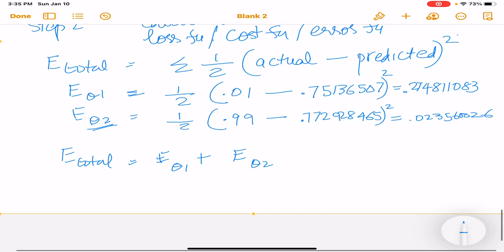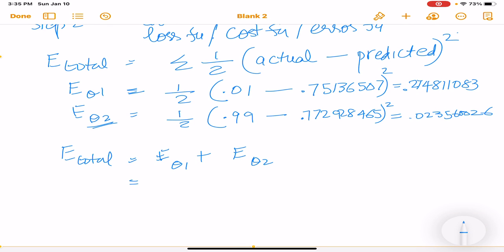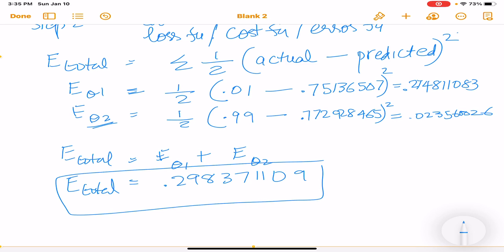Which when we compute is equal to 0.0235660026. And once we have got that, we compute the total error of my network for the inputs 0.05 and 0.10 for I1 and I2 respectively. We add EO1 plus EO2 and we get E total equal to 0.2983711009. So this is what my total error for my network is. So we have completed forward propagation.